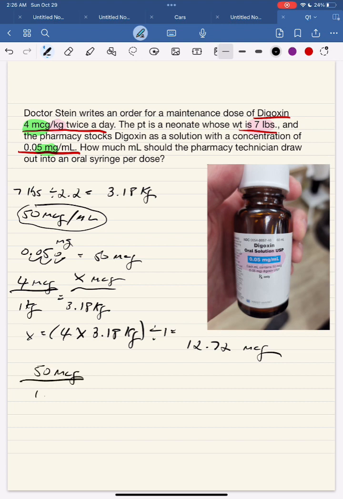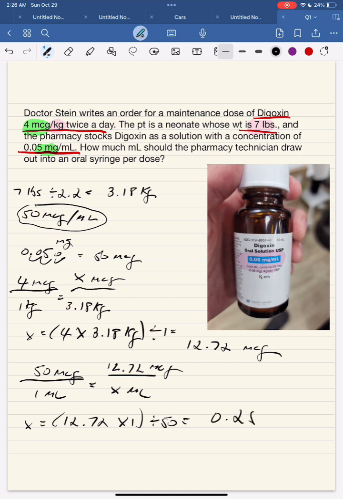So the concentration is 50 micrograms per 1 ml, and we need 12.72 micrograms over X ml. And now we're going to do 12.72 times 1 divided by 50, which is equal to 0.25 milliliters. And that's how much you pull out to give the dose, 0.25 ml.